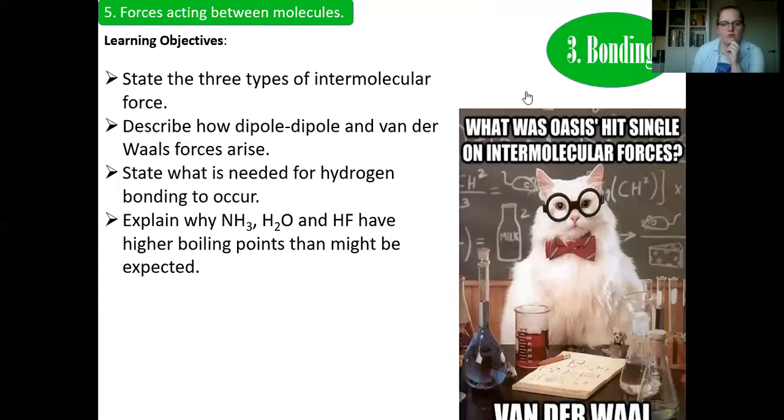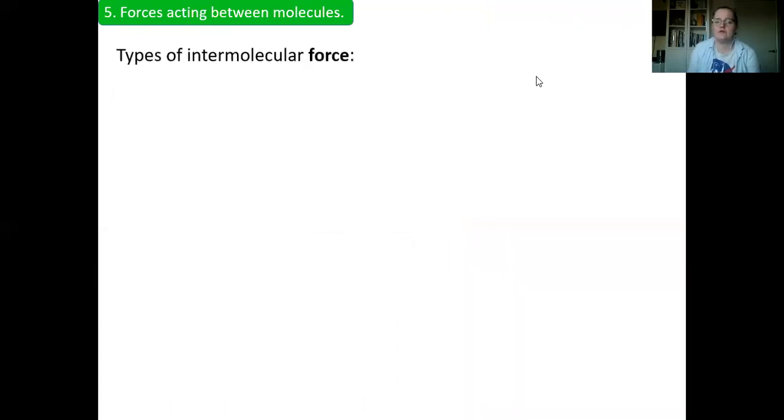Let's move that so I can actually see. To finish off, we'll look at intermolecular forces. We possibly won't get through all of these now, but we'll start having a look at them. We have a few different types of intermolecular forces. These are the forces that we find between different molecules. Intermolecular forces are forces we find between molecules, and intramolecular forces are forces we find inside molecules.